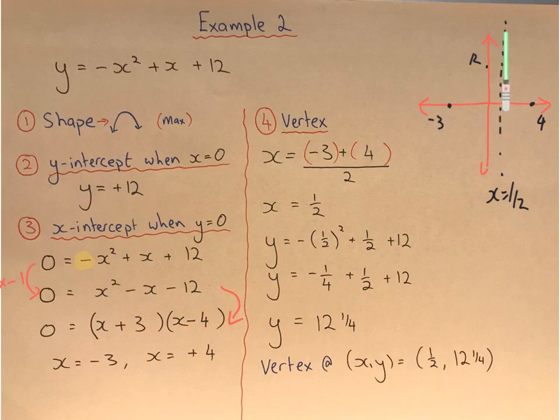So the vertex is somewhere on this line, but to figure out exactly where it is, how high it is, I need to sub in the x value of a half into my equation and solve. Here I get 12 and a quarter. So my vertex is at (x, y) equals a half, 12 and a quarter.